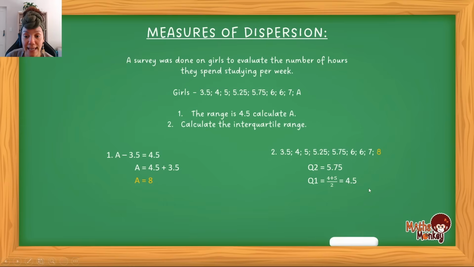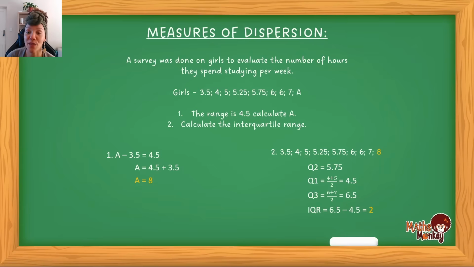I'm going to do the exact same on the right side: 6, 6, 7, and 8. The center of that is between 6 and 7. Divide by 2, and I get 6.5. Now I have my quartile 1, quartile 2, and quartile 3. To calculate my interquartile range, I simply take quartile 3, which is 6.5, and subtract quartile 1, which is 4.5, and my interquartile range is 2.